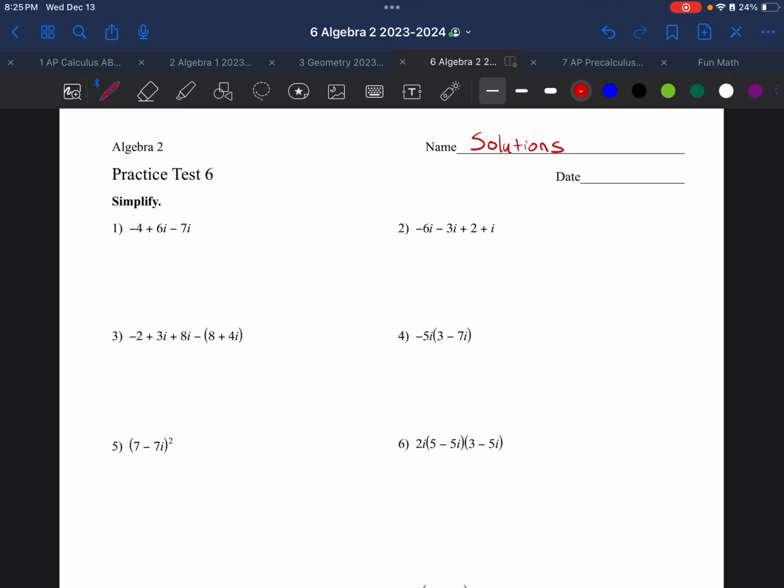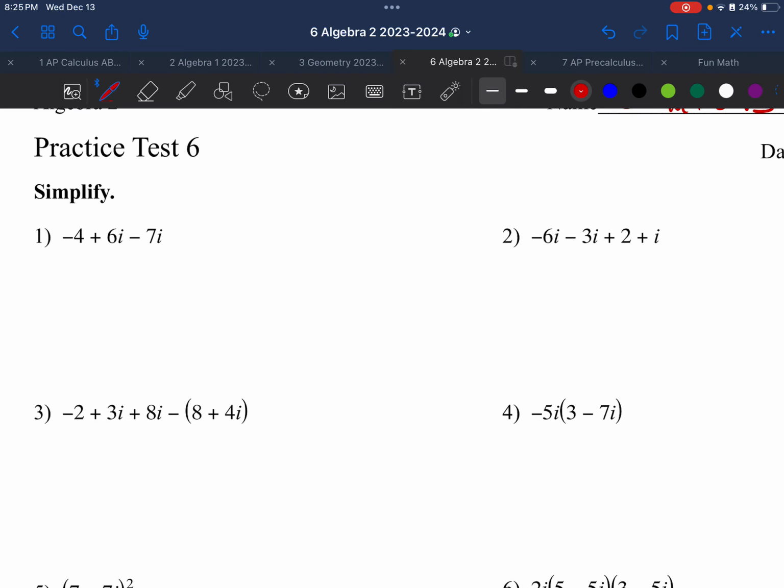This is Algebra 2 practice test number 6. All right, in number 1, we are just combining like terms. We have a positive 6i and a negative 7i. Notice that I'm taking the sign in front of the term as well as the term itself. Those add up to a negative 1i.